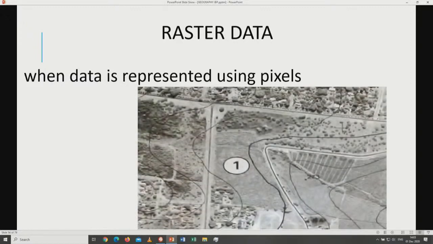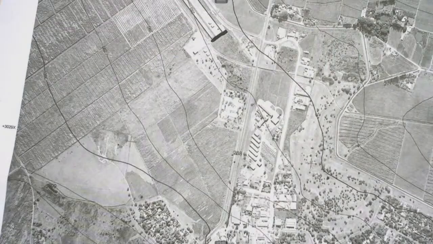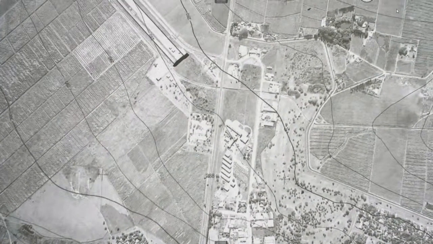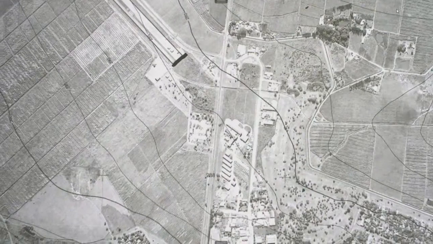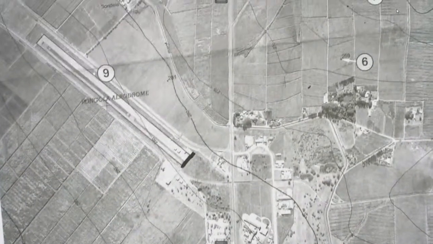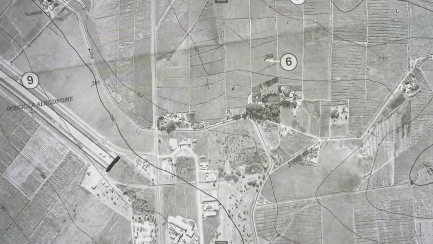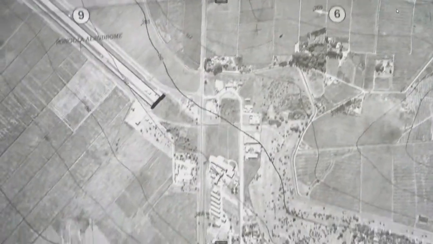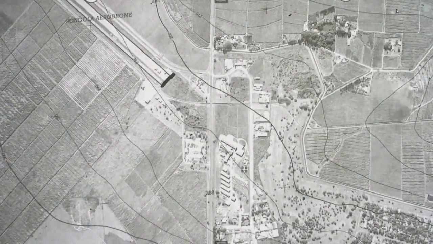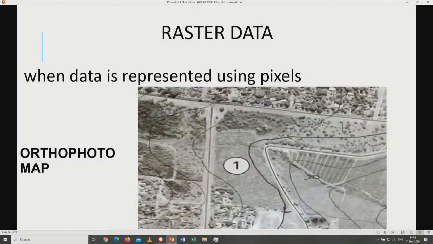This is the orthophoto map. The name of the map is orthophoto, meaning that this is a picture. Okay, so as I said, and there you have it in your map. You can see this is a picture. This is the picture that was taken by an aeroplane. Then we put contour lines there to make it a map, but it's still a picture. There are pixels in that.